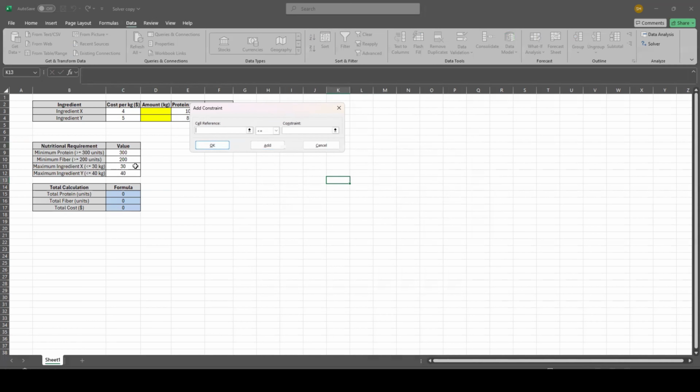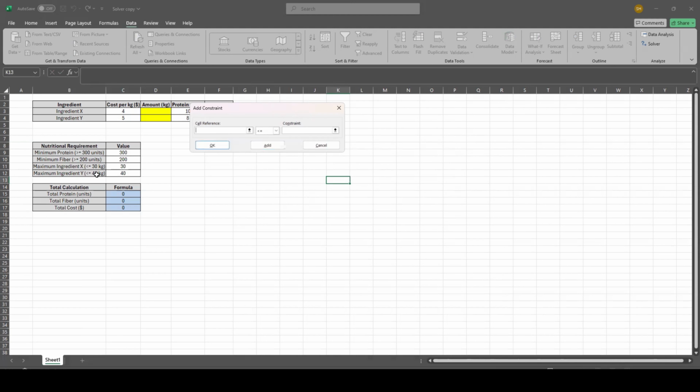Are there any other constraints? Yes. The maximum ingredient X should be 30 kg, meaning you cannot have 31 or 32 kg of ingredient X. Or you cannot have more than 40 kg of ingredient Y, meaning you cannot have 41, 42, or 43 kg of ingredient Y. So those are the constraints you need to add. That's how the Solver works.